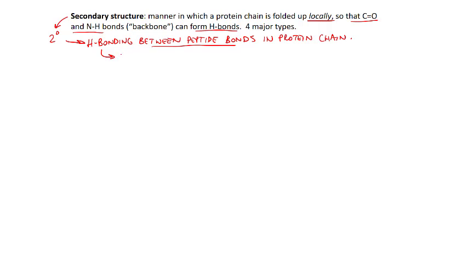So there are essentially 4 common types of hydrogen bonding patterns that we're going to see. There are more, but there's 4 that I expect you to know. These are called the alpha helix, the beta sheet, the turn, and the coil, which is also called a loop. And we're going to look at each one of these in that sequence.